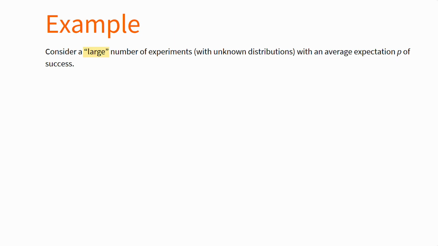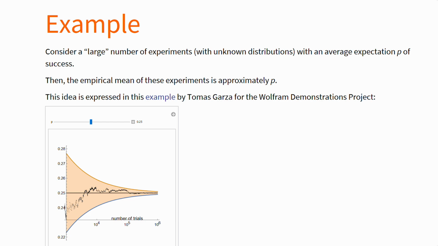Consider a large number of experiments of unknown distributions with an average expectation p of success. Then the empirical mean of these experiments is approximately p. This idea is expressed in this example, which shows the movement of the average as the number of samples increases.